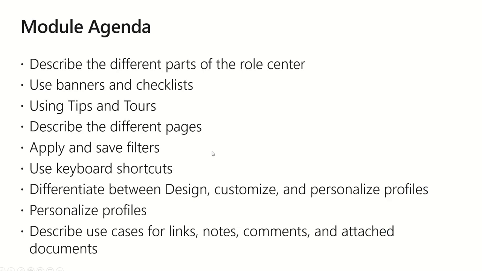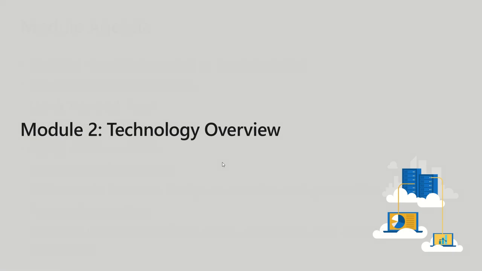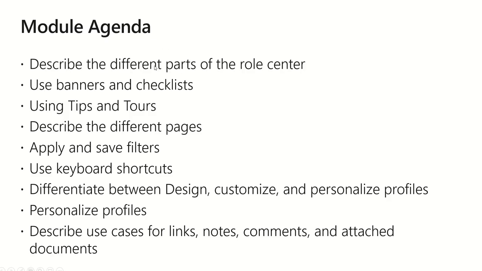Now for the technology overview, this module is going to describe the different parts of the role center, use the banners and checklists, tips and tours, and describe different pages, apply and save filter, and the keyboard shortcuts. Some of them will be in the upcoming exercise. Then differentiate between designing, customizing, and personalizing.